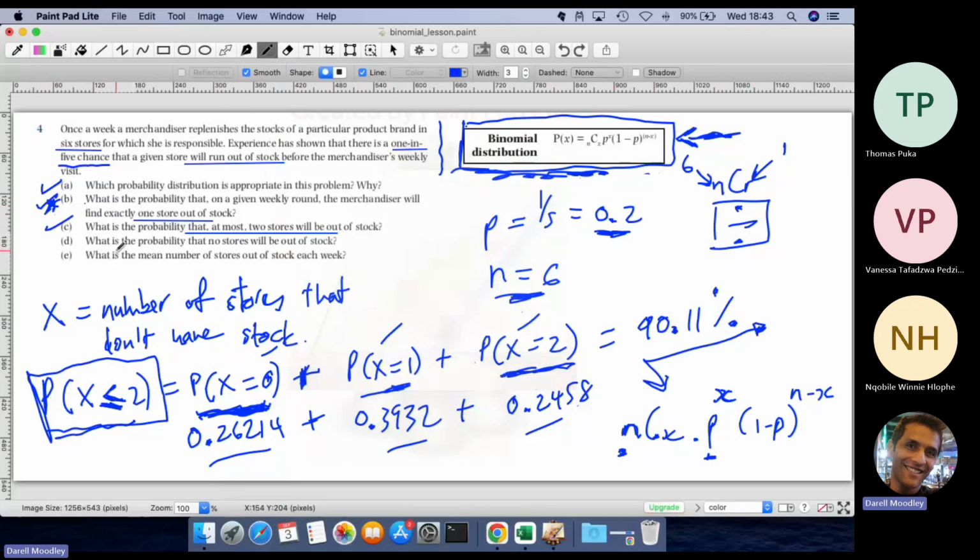Question D is quite easy. It says, what is the probability that no stores will be out of stock? So no stores out of stock means x is 0. They're just asking you to work out the probability of x equal to 0, and we've already done that right here. There's the answer here. You don't need to do it again.